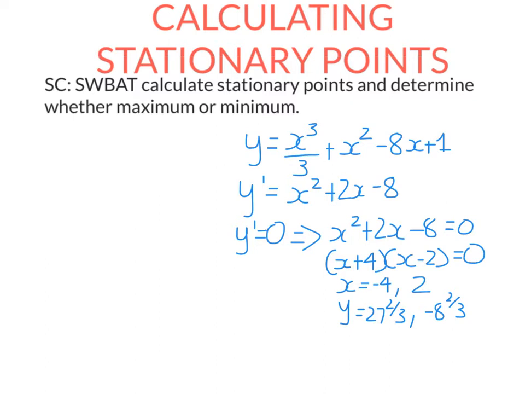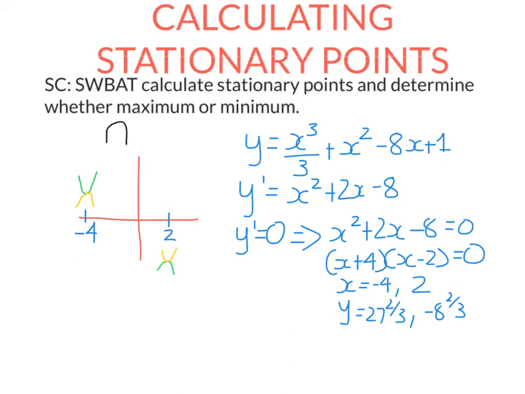Thing is, we don't know whether they're a maximum or a minimum. So what we've figured out is there's a stationary point at x equals minus 4 and one at x equals 2. So what could happen is the curve could go like this at x equals minus 4, or it could go like this. We don't know which one. Similarly, at 2, it could be like this, or it could be like this. We just don't know. So we need to determine which of those it is.